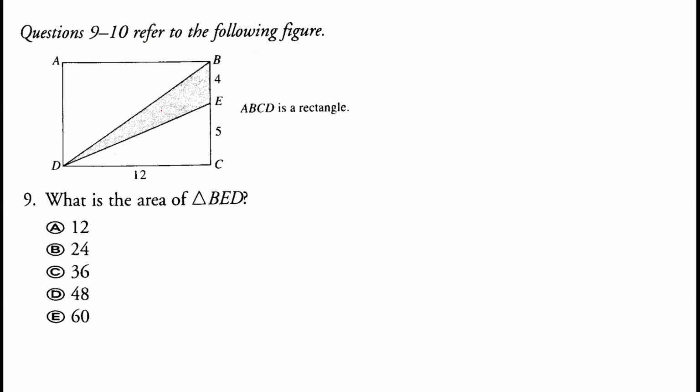Now we need to find out the area of this triangle, this shaded region. So what is the area of BED? So B, E, and D. If you look closely, we have a rectangle, and we have two triangles. This is triangle 1 and this is triangle 2. So we need to find the area of these two triangles and subtract it from the rectangle.